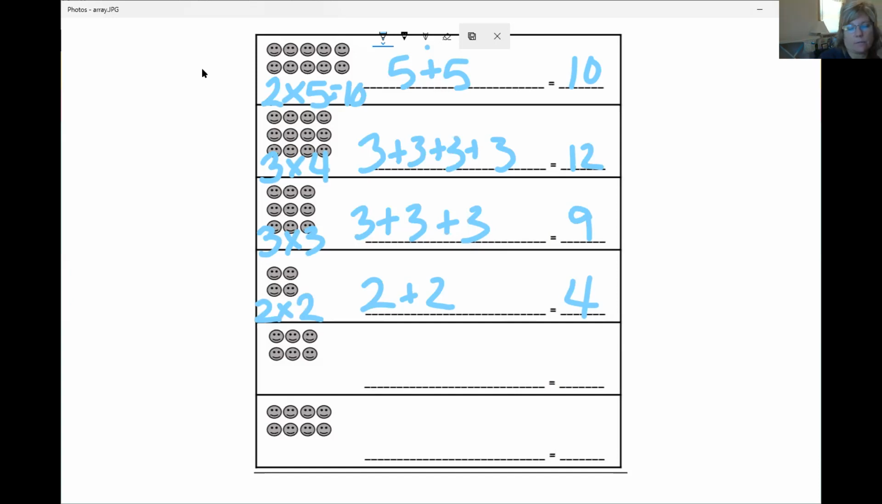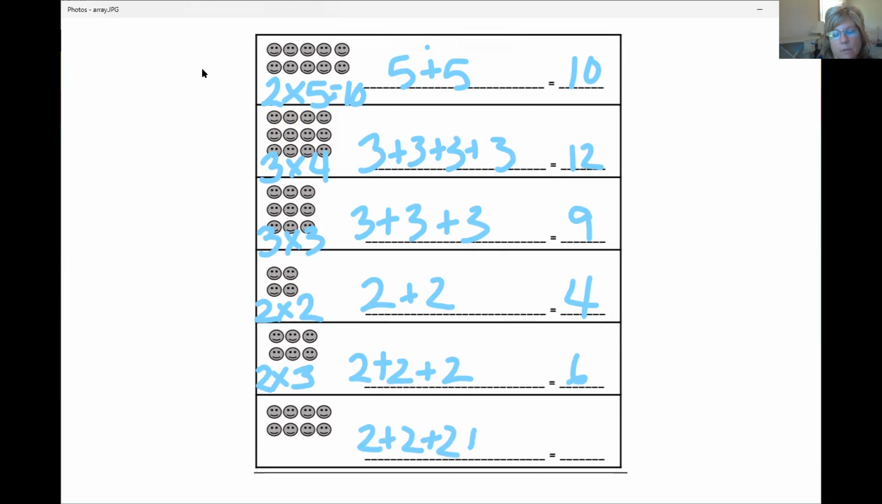Next we have 2 rows and 3 columns. So we could do 2 plus 2 plus 2, 3 times, to equal 6. Or we can say there are 2 rows times 3 in each row. That equals 6. And our last array has 2 rows with 4 columns. So we would say 2 plus 2 plus 2 plus 2, 4 times, get the answer of 8. Or for multiplication, we say there are 2 rows with 4 in each row, and that also equals 8.